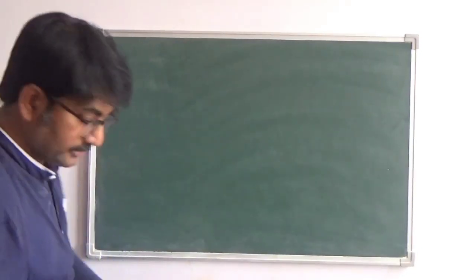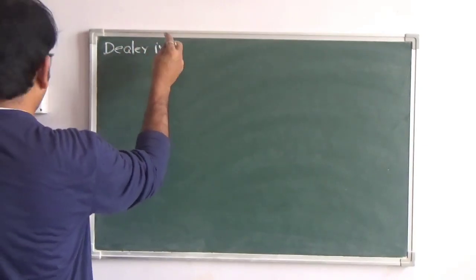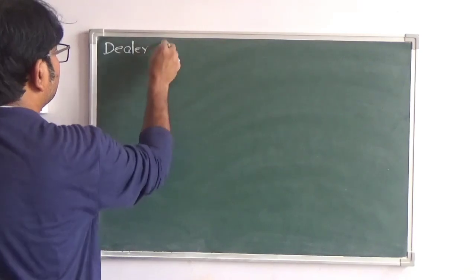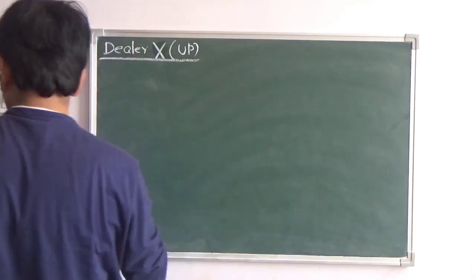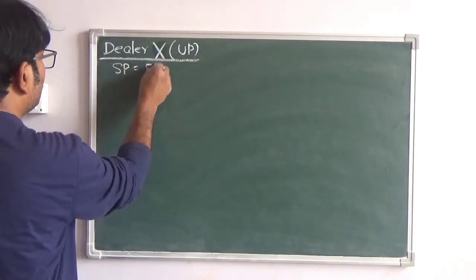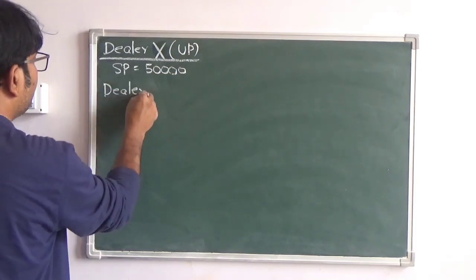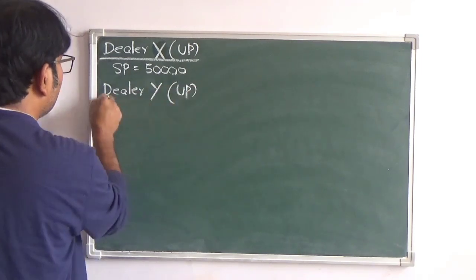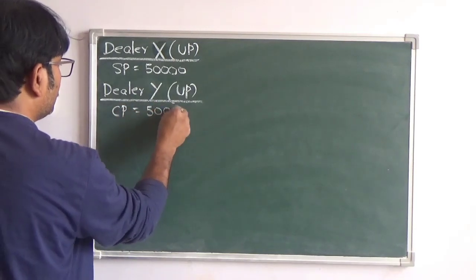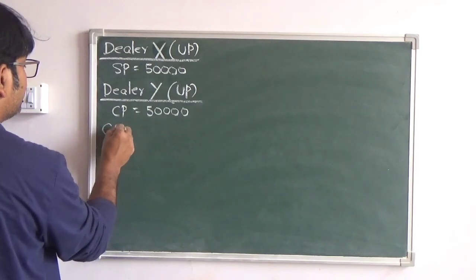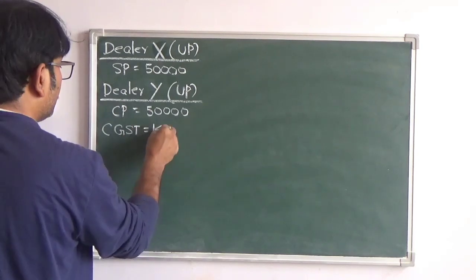Write the answer first. So dealer X in UP, SP is equal to 50,000. Similarly, for dealer Y in the same city in UP, the CP is 50,000. Since it is the same city in the same state, CGST and SGST are applicable, that is 14% of 50,000.